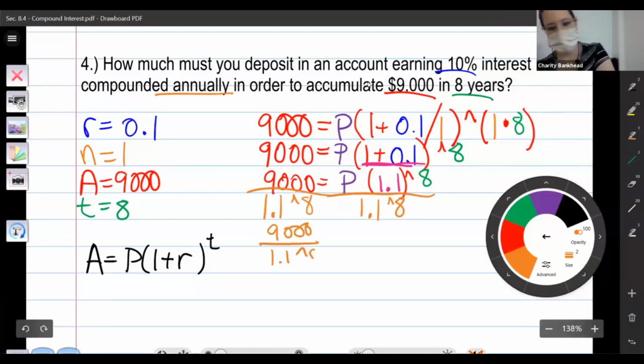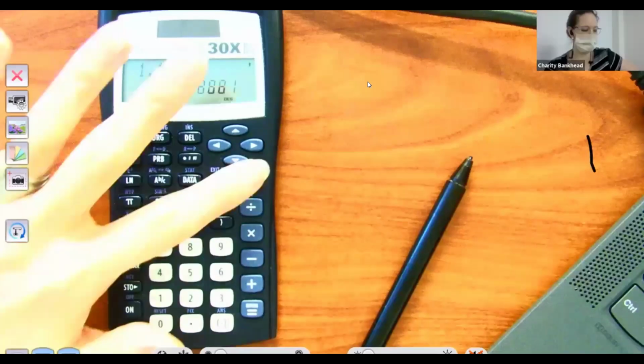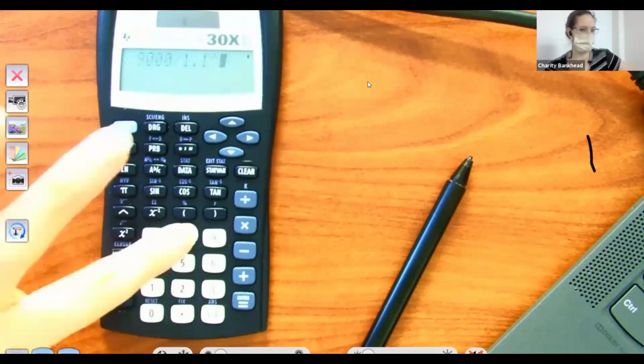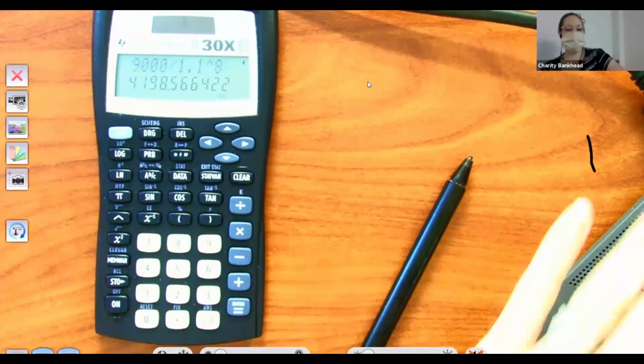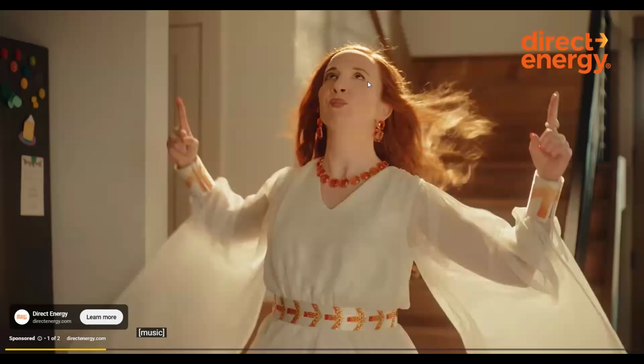So 9,000 divided by 1.1 to the power of 8. That's what we're going to put into the calculator, and that's going to equal the principal. That's going to give us our final answer. That's the best way to get the most accurate answer. So that's $4,198.57.